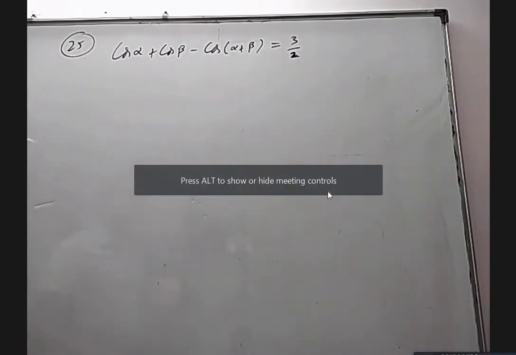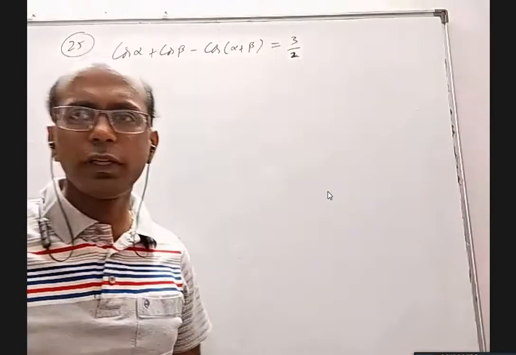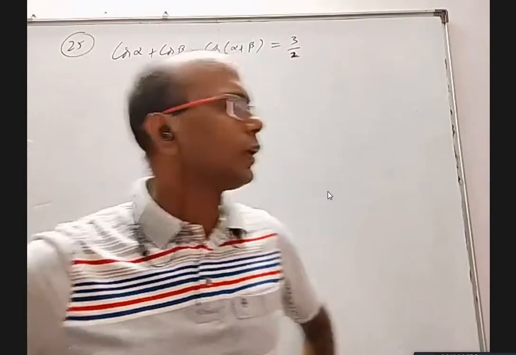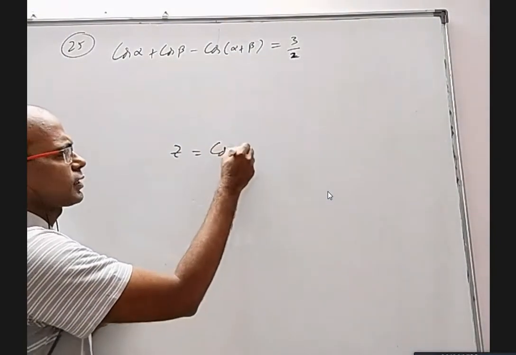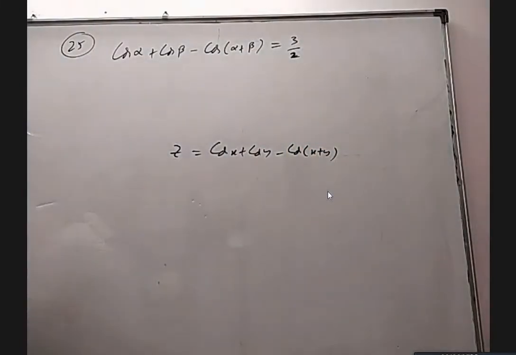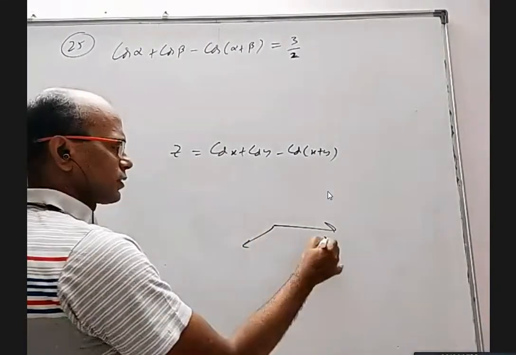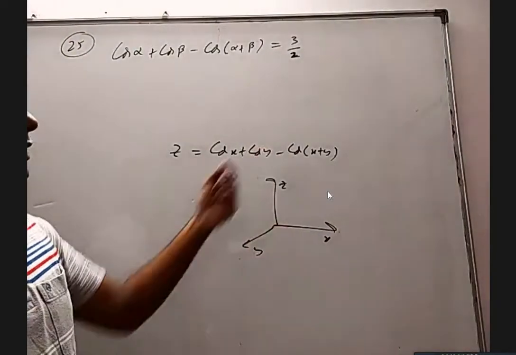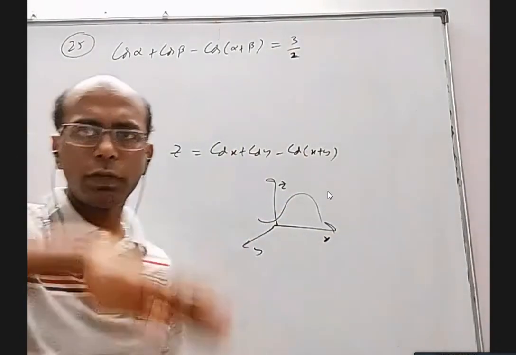But now there are a lot of apps, or even websites, where you can have 3D graphs, like Desmos or something like that. Somebody types this equation: z equal to cos x plus cos y minus cos of x plus y. Let's try to plot this three-dimensional graph. You have the x-axis like this, y-axis like this, and z-axis like this. You take different x values, different y values, and different z values will come. The graph of this will be some kind of surface like this.